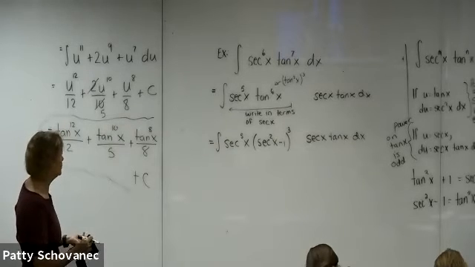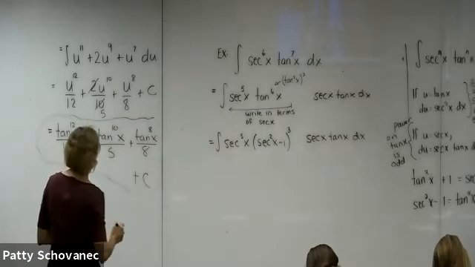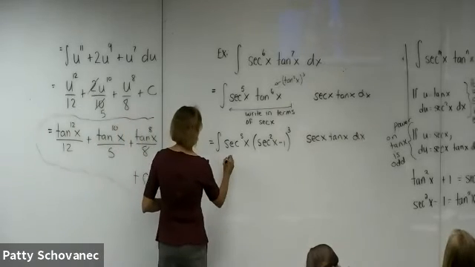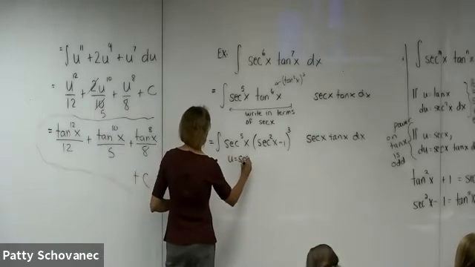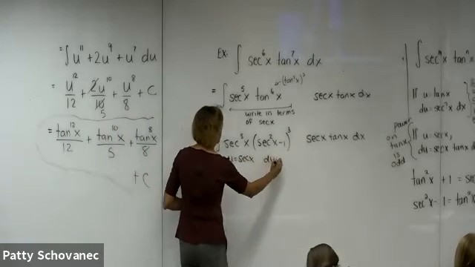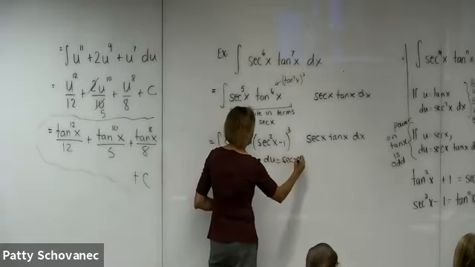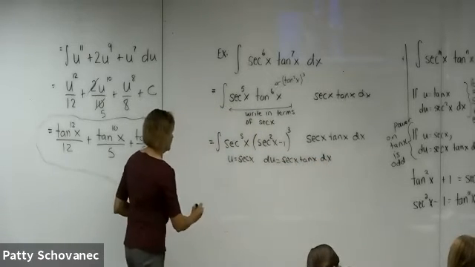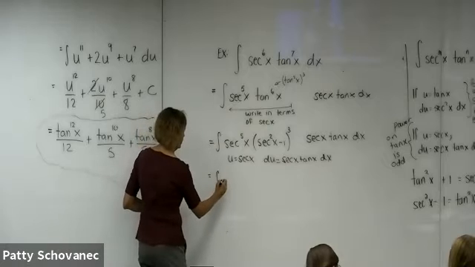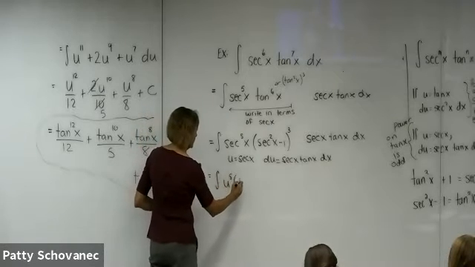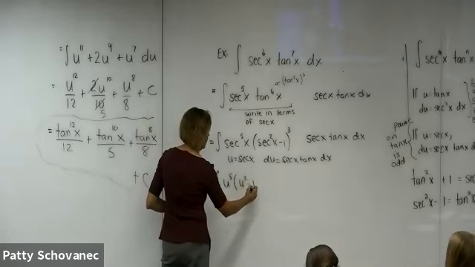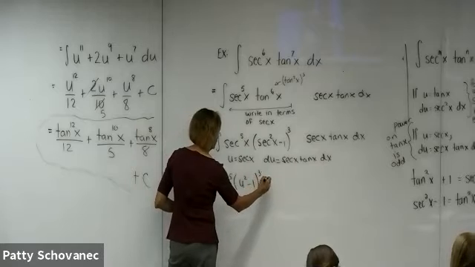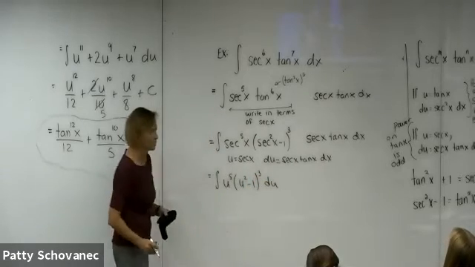So now we can do the u-substitution. We take u to be the secant of x, and du then is sitting out there for me: secant x tangent x dx. So this time we're integrating u to the fifth times u squared minus 1 cubed times du.